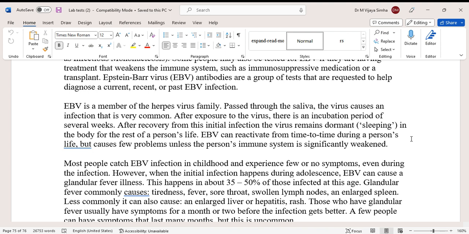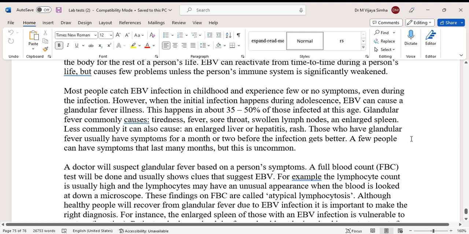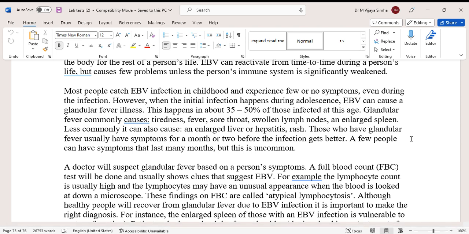EBV can reactivate from time to time during a person's life, but causes few problems unless the person's immune system is significantly weakened. Most people catch EBV infection in childhood and experience few or no symptoms even during the infection. However, when the initial infection happens during adolescence, EBV can cause a glandular fever illness. This happens in about 35 to 50% of those infected at this age.